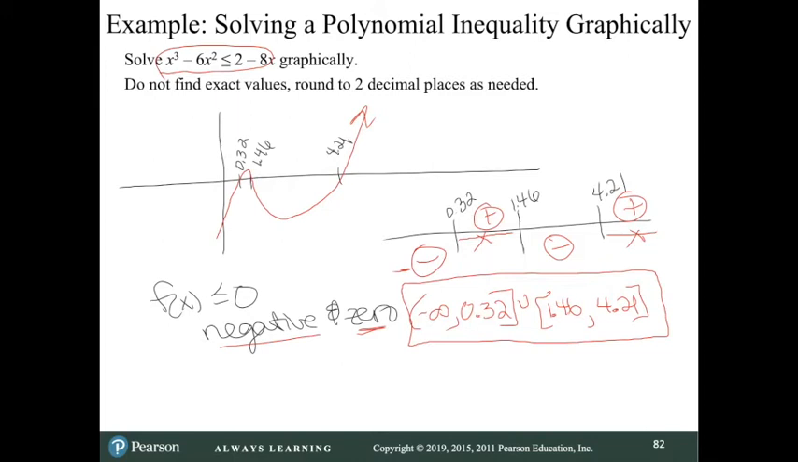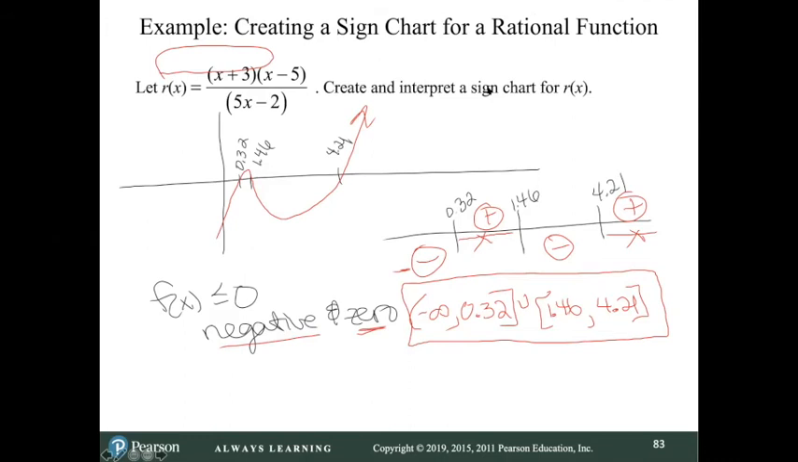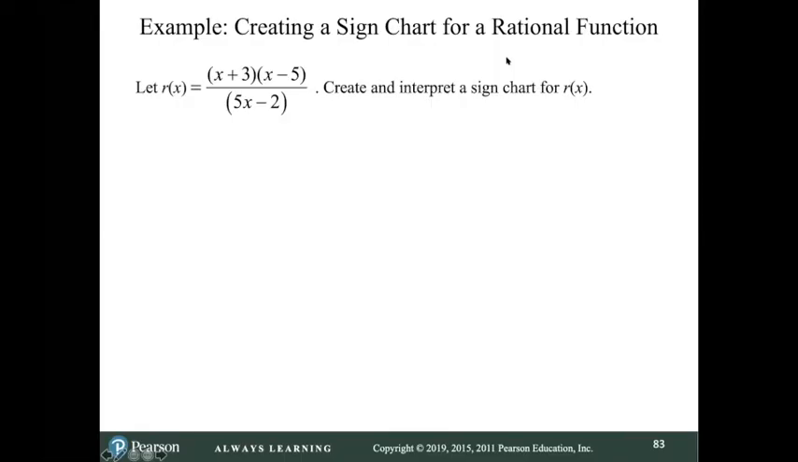Okay, let's look at our next example. Our next example is a rational function. Okay, so we have a rational function here. We need to create and interpret a sign chart. So remember, a sign chart is what we were just looking at. When we looked at the graph, we could turn it into a sign chart. Now, hopefully, we can go from a function to a sign chart without the graph. So this is kind of a shortcut for graphing. When I don't need to see the whole graph, I just need to know the positives and negatives.